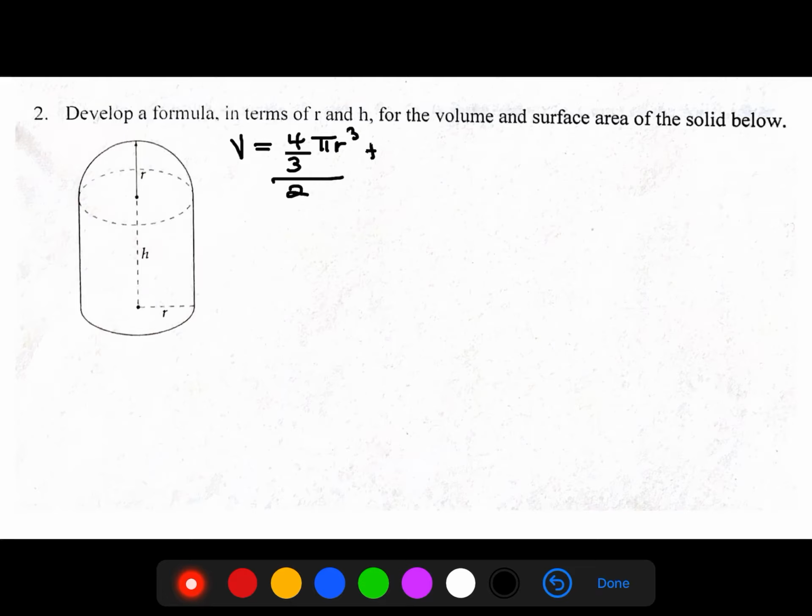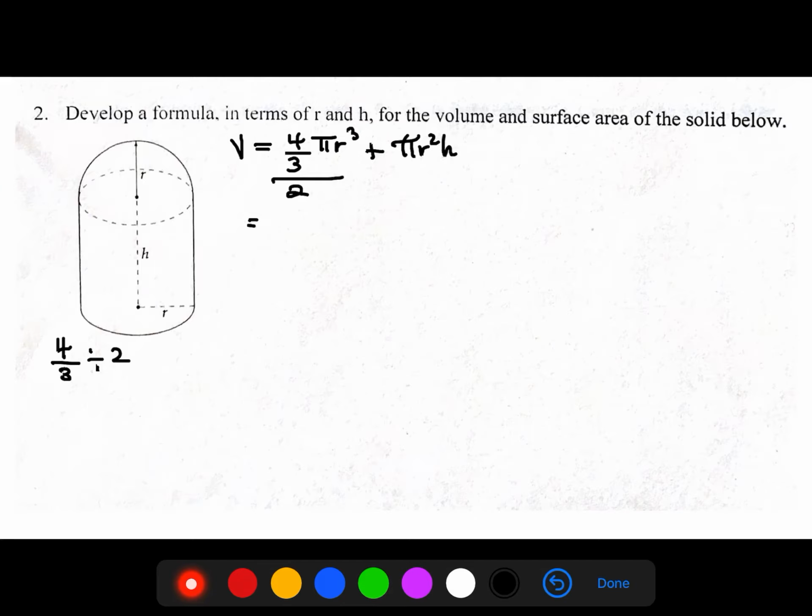So our volume of our sphere is 4/3 pi r cubed, but we only have half of the sphere, so we have to divide that by 2. And we're going to add the volume of our cylinder, which is pi r squared h.